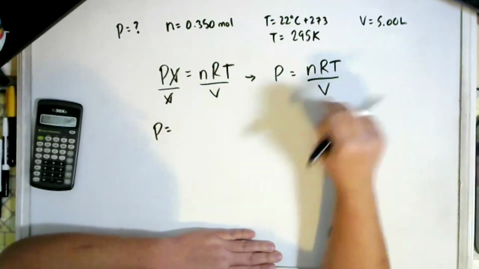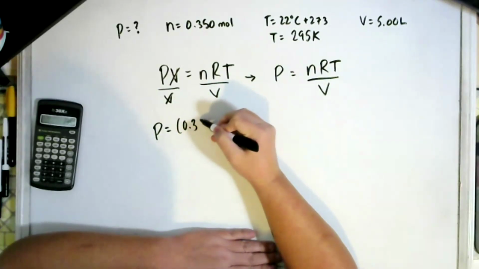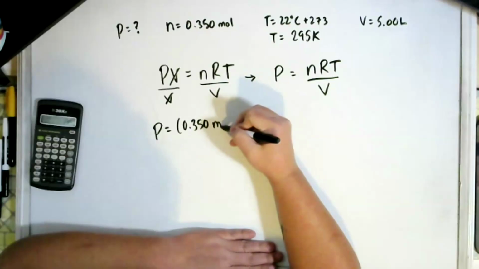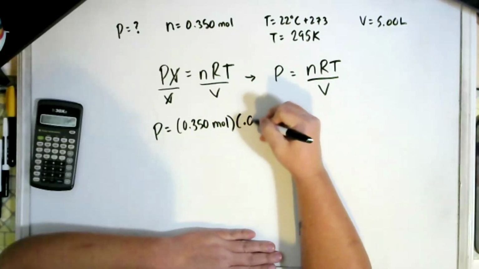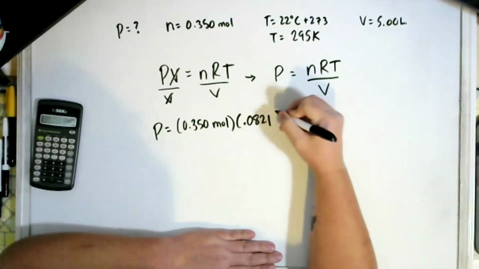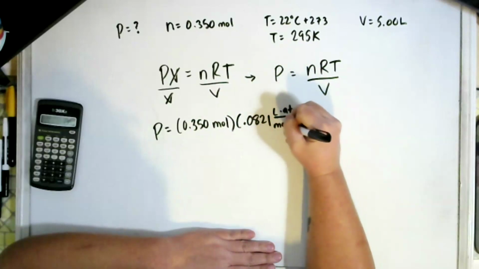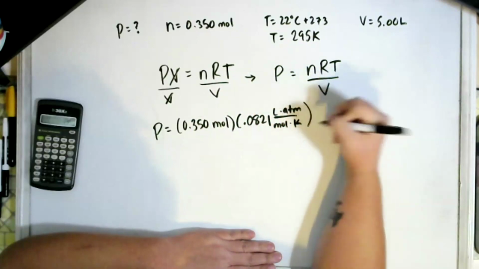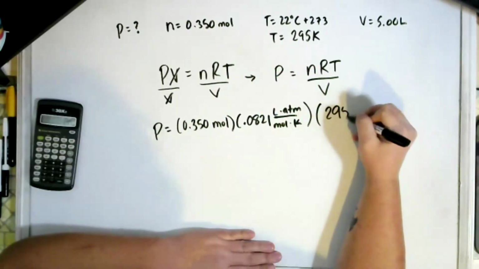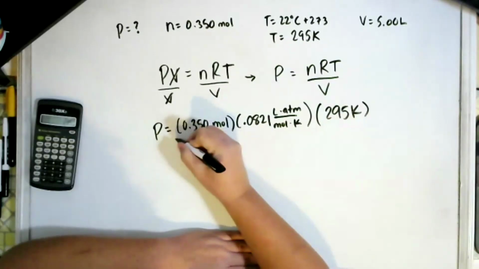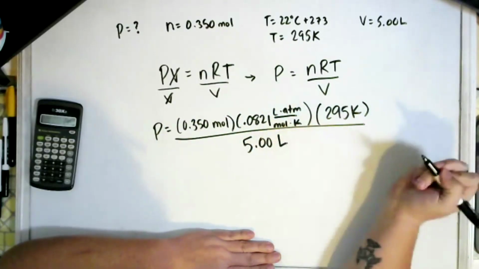So now we can plug in the variables. Our n value is going to be 0.350 moles. Our R value is going to be 0.0821 liters atmospheres over moles Kelvin. Our temperature, 295 Kelvin, divided by our volume of 5 liters.